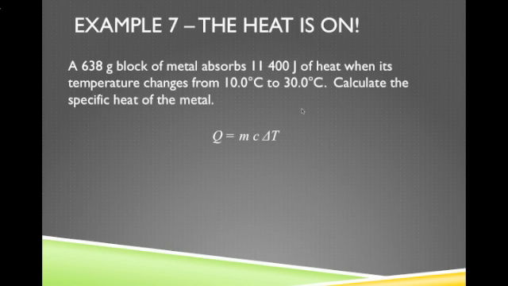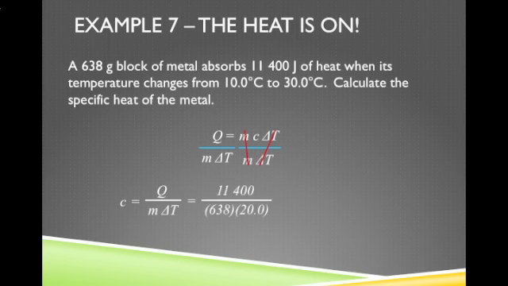So I need to get the other two away. And since they're all being multiplied, that's really simple. All I'm going to do is divide both sides by the variables that I don't want, M and delta T. And this causes them to cancel out. So if I rewrite my formula, I've got Q divided by M delta T, which is right where I want. Plug in numbers. Plug it into the calculator.